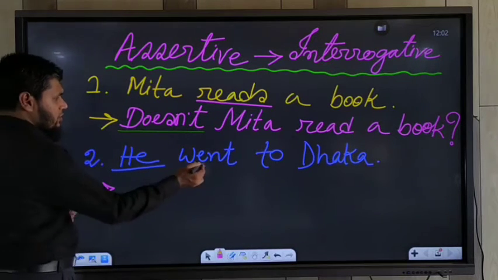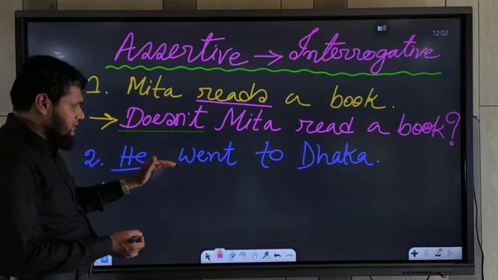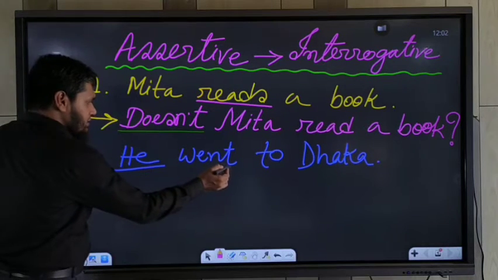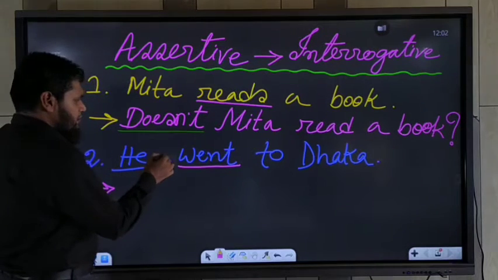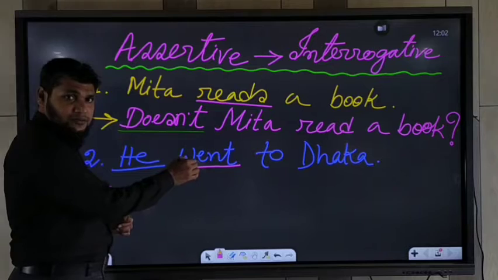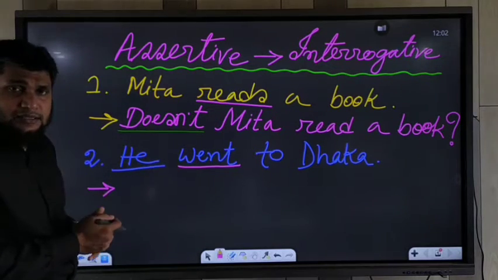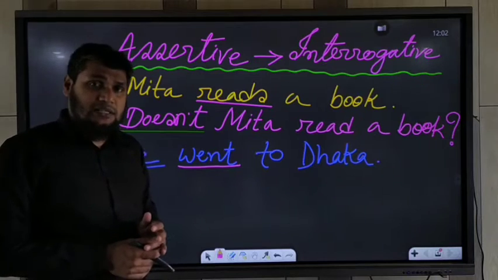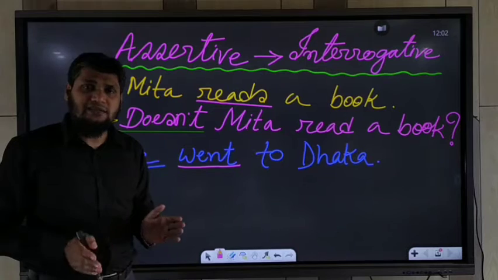You should use an auxiliary verb according to the tense of the sentence. So what's the tense here? Subject plus the past form of the main verb. So the sentence is in past indefinite tense. So what should be the auxiliary of past indefinite tense?